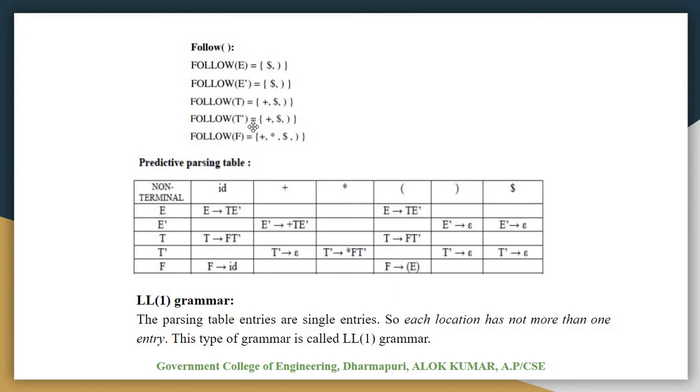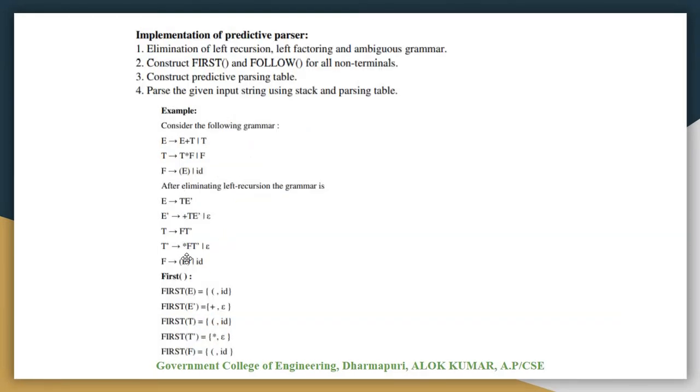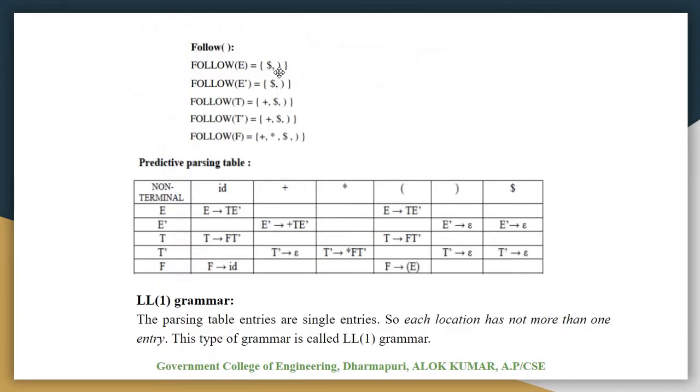Like this manner we will find the follow of E, E dash, T, T dash and F. So here, follow of E, you can see how we are finding it. On the right hand side we will see wherever E is coming, and based on that we have to find the follow. So follow of E will be first of this closing parenthesis. So closing parenthesis will come, and E is a starting symbol, so dollar will come.